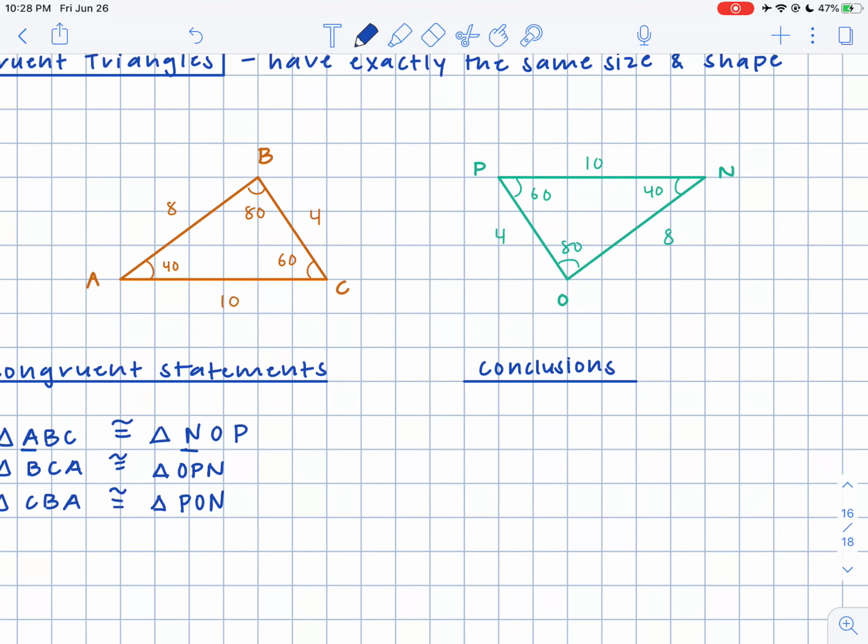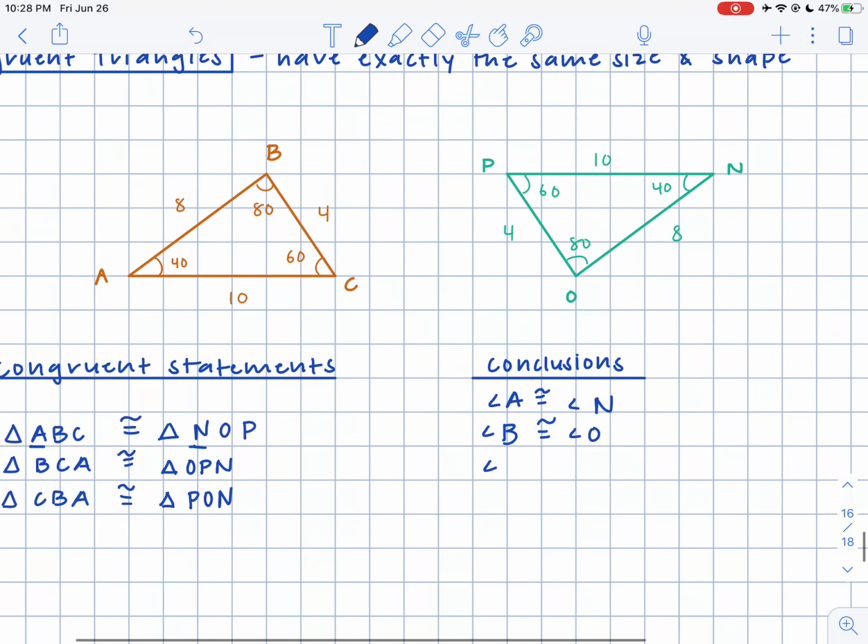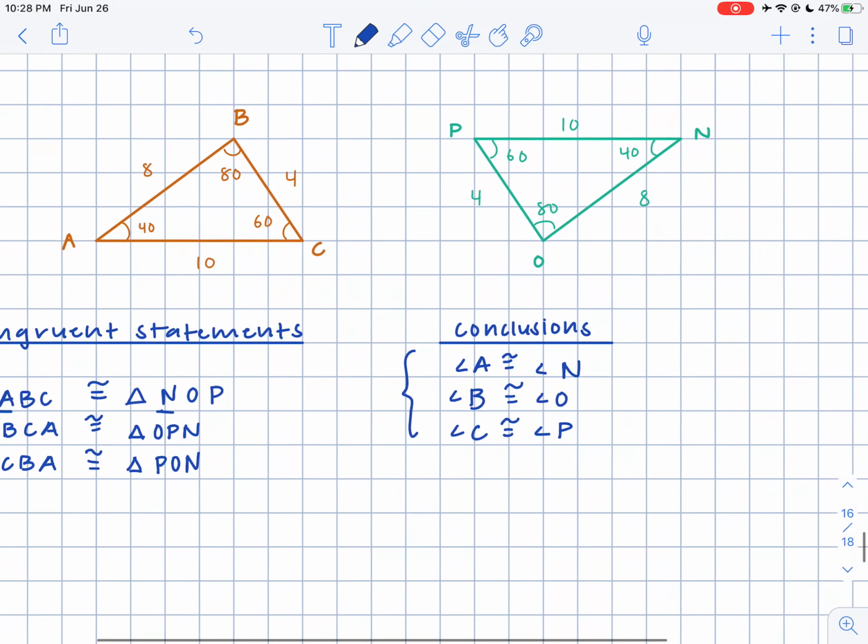Now, what conclusions can you draw? Well, there are actually 6 conclusions that you can draw. So remember, when we talk about congruent triangles, they should have the same measure for the segments as well as their angles. So let's talk about their angles first. So right away, we can see that angle A is congruent to angle N. That is one conclusion we can draw. What else? We see angle B is congruent to angle O because they both have a measure of 80. Angle C is congruent to angle P. That is because they both have a measure of 60. So these are conclusions that we can draw about their angle measures.